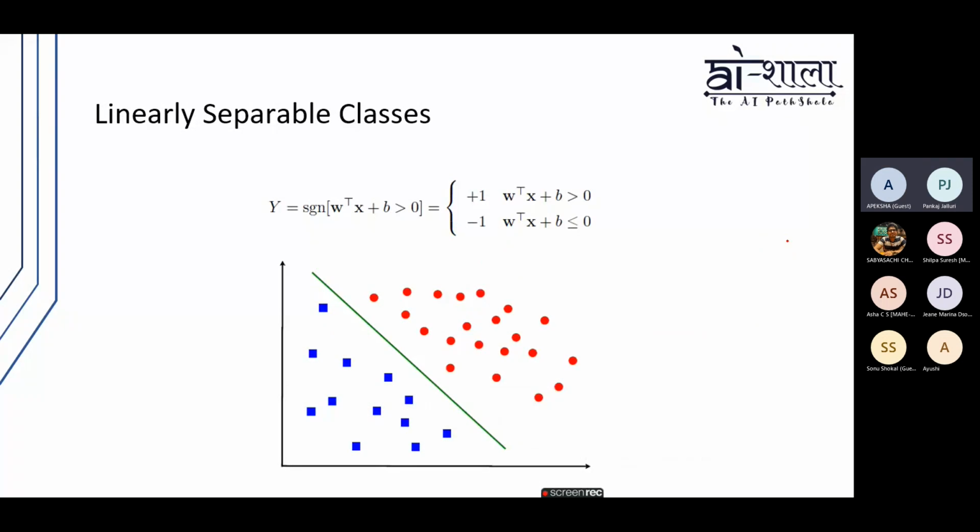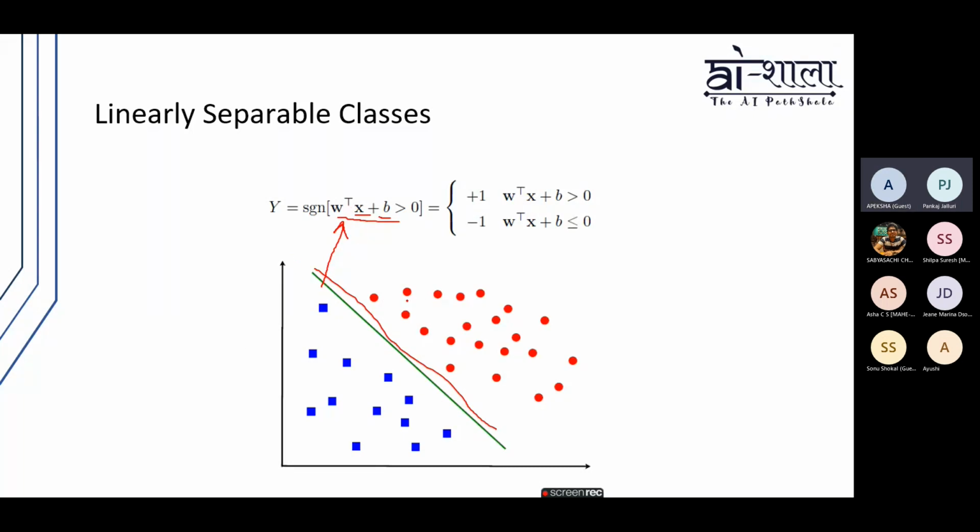Okay, so linearly separable classes. Now let's see. This is the equation of a line, right? y equals mx plus c, where m is the slope, x and y are the data points, and c is the intercept. So this is the equation of the line.